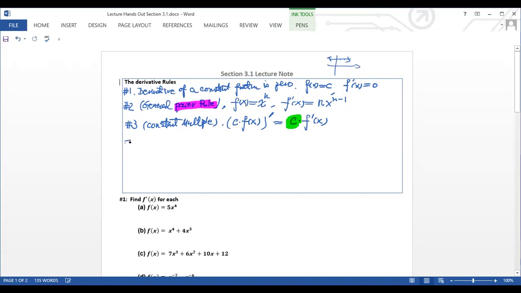Then number 4 is the sum rule. That means when we add, if I have f of x plus g of x and I take the derivative, it will be f prime of x plus g prime of x. You take the derivative of each individually and then add them together. Then rule number 5 is the difference rule.